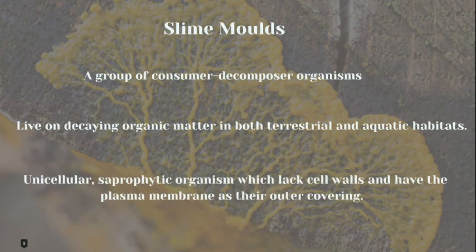These are a group of consumer decomposer organisms. As we say decomposer, they live on decaying organic matter, both in terrestrial and aquatic habitats. They are mostly unicellular and obviously they are saprophytic organisms. They lack a cell wall and have the plasma membrane as their outer covering.